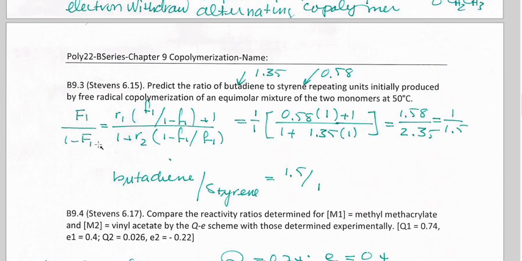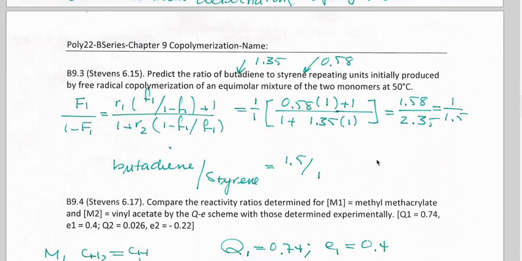Remember 1 to 1? Now we're going to substitute the numbers. So 1 over 1 is 0.58 for R1, and 1.35 for R2. Again, because the mole fraction is the same for both, everything is 1. So now we end up with 1.58 over 2.35, which is 1 to 1.5. The question asked for the ratio of butadiene over styrene, so we have to reverse this ratio here.